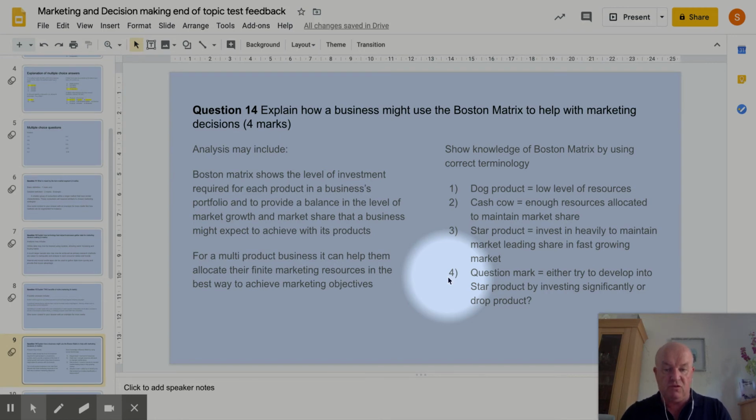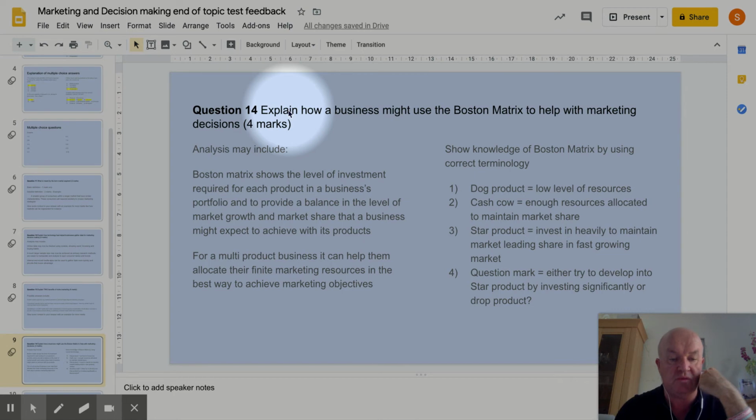Again, still only a 4 marker, but in this case, we're being asked about a particular model, a marketing model. Okay, so explaining how a business might use the Boston Matrix to help with marketing decisions. Well, if it's a 4 marker, you've sort of got to explain that you understand what the Boston Matrix is. Now it doesn't mean you've got to go into chapter and verse on that, but clearly explaining what it is should then hopefully remind you as to how you might be able to use that to help with your marketing decisions.